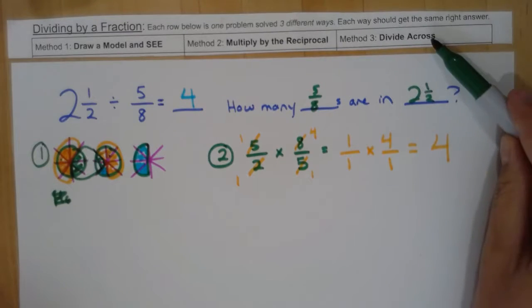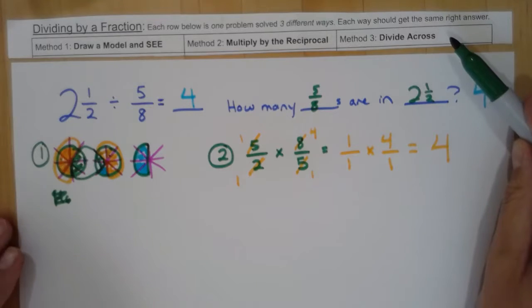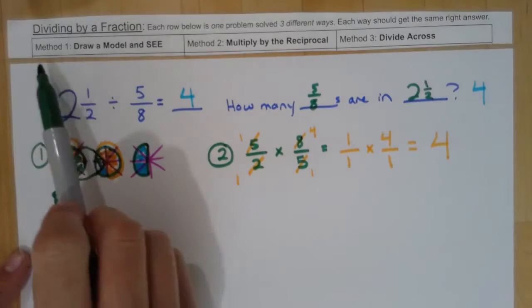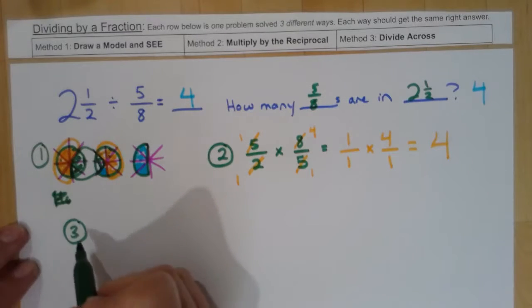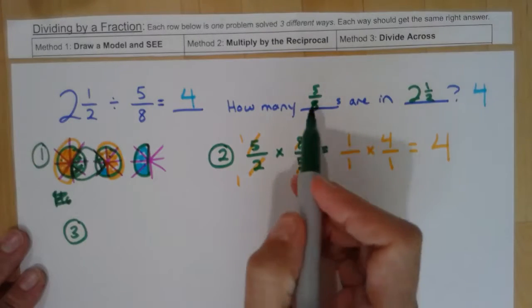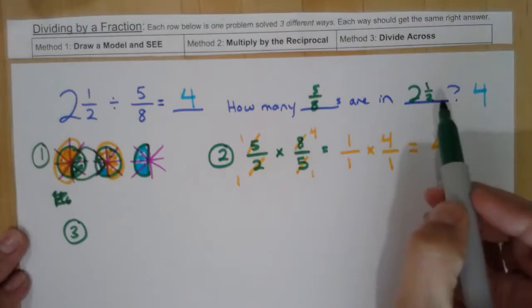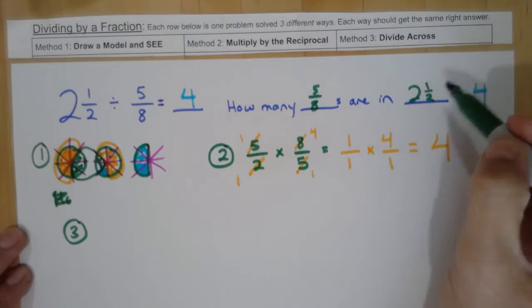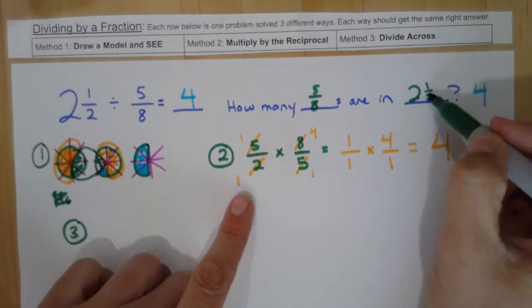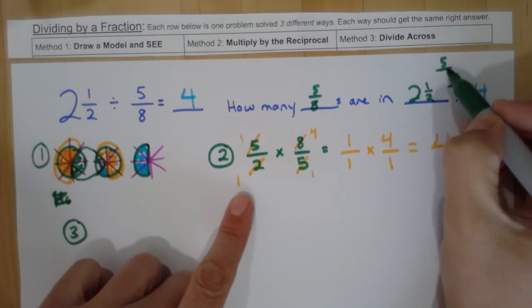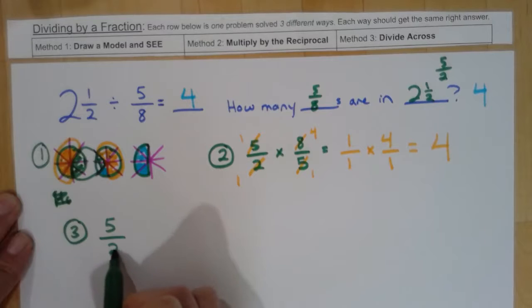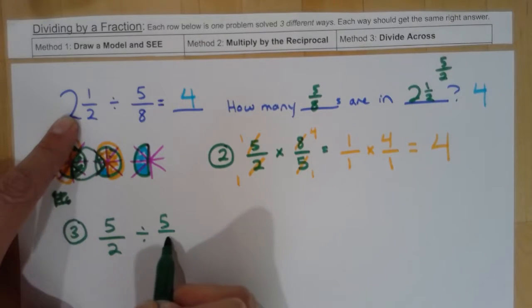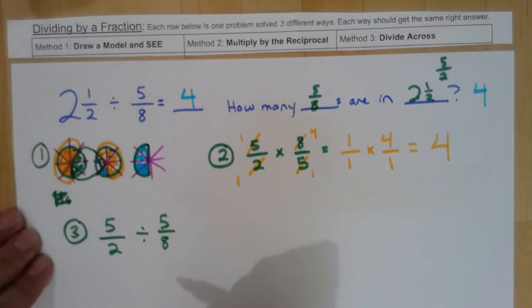Finally, let's talk about dividing across, which I now understand to be an excellent method that's also related to this question we've asked ourselves up here. So let's solve it the third way. What I'm asking myself here is how many 5/8 are in 2.5, but remember, it's nice to talk about 2.5 not as a mixed number but as an improper fraction instead. So we're asking how many 5/8 are in 5/2, right? That's pretty much the problem we have here. I'm just rewriting the first fraction.